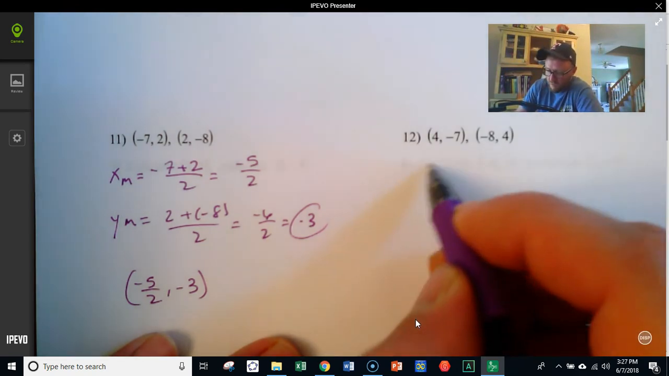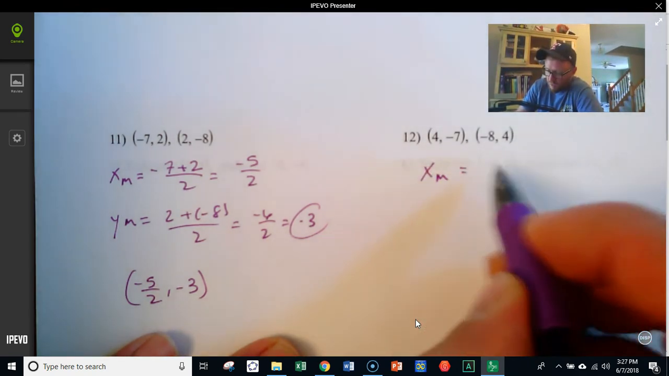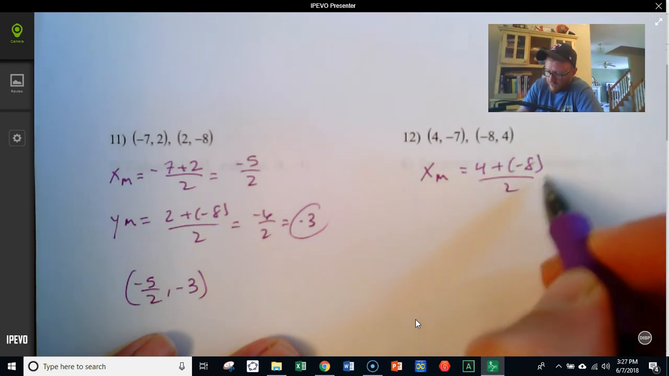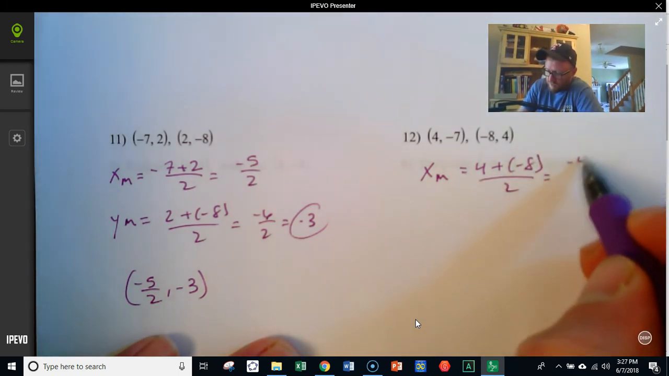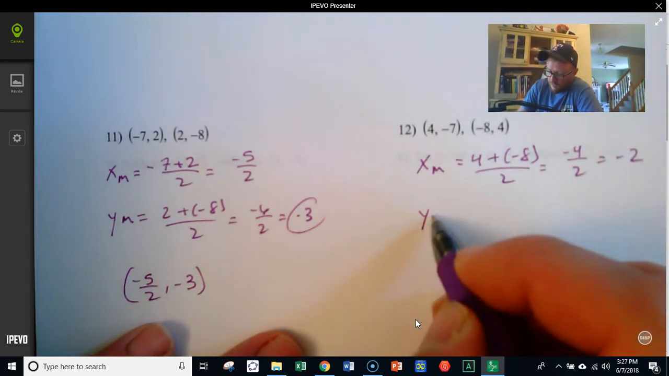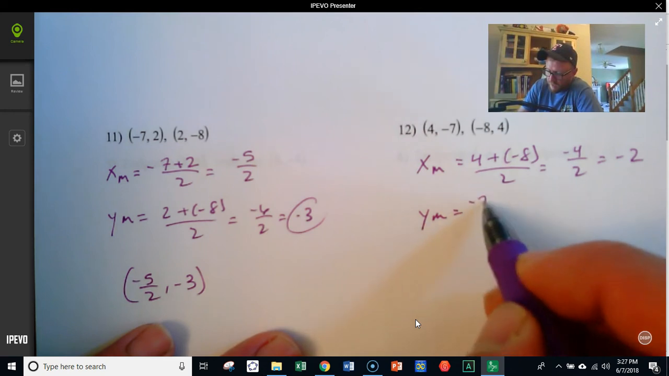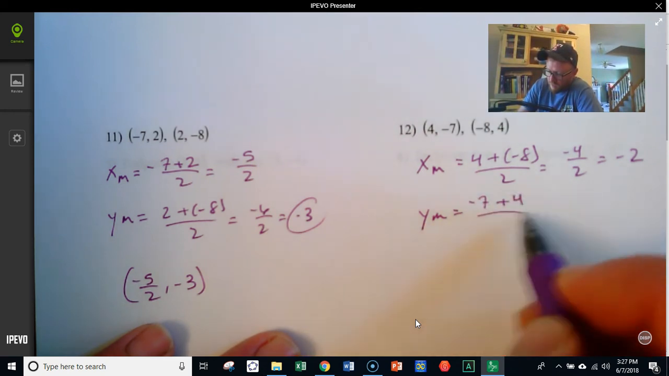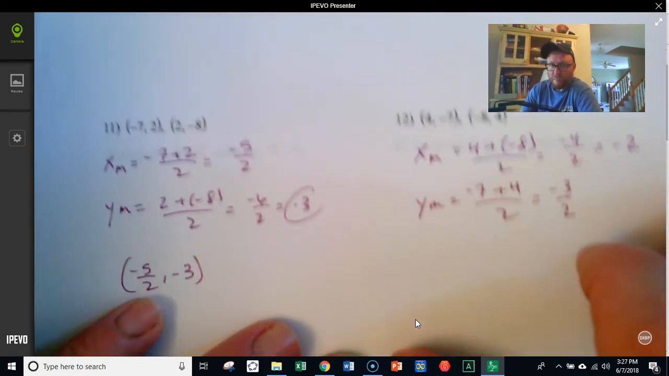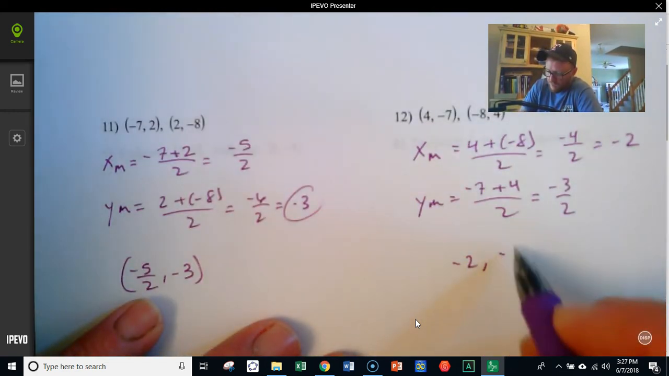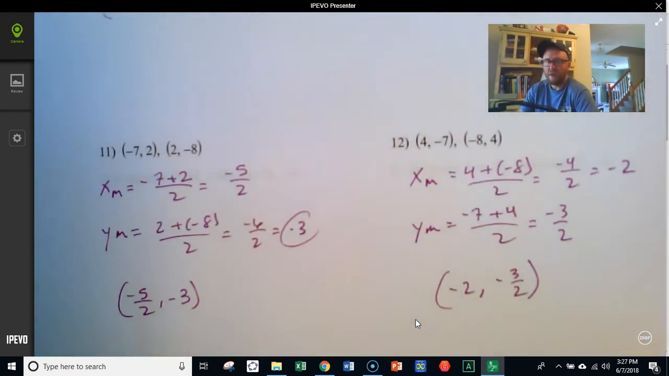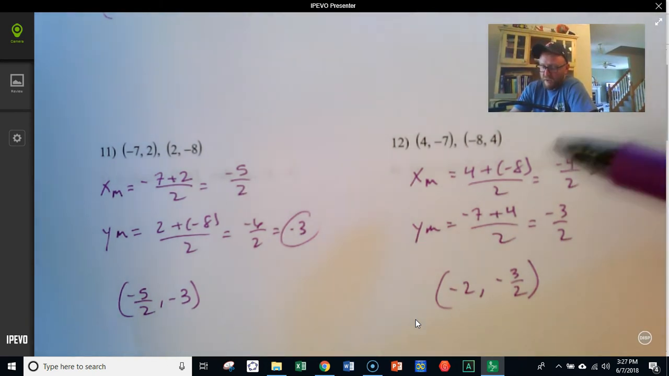Over here, our x-coordinate will be 4 plus -8 over 2, which is -4 over 2, which is -2. Our y-coordinate is going to be -7 plus 4 over 2, which is -3 over 2. So we have -2, comma, -3 over 2.